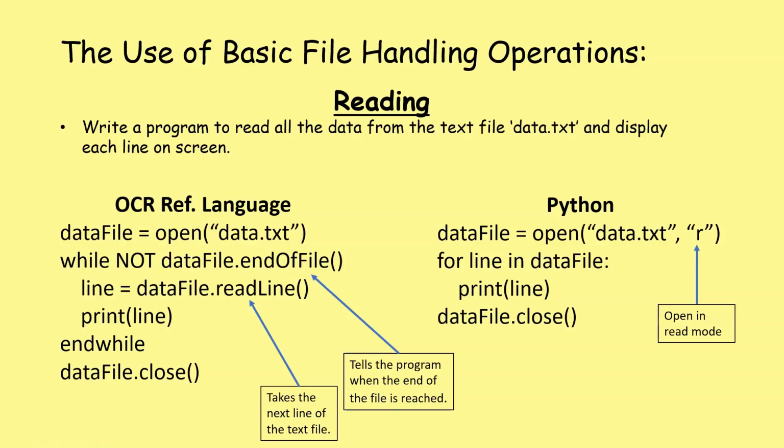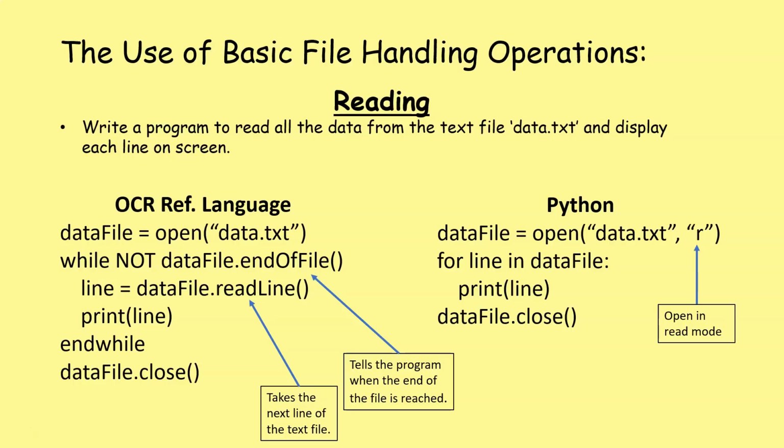Starting with reading from a text file. Imagine we had a problem like: write a program to read all the data from the text file data.txt and display each line on screen. How would we go about doing that? Well, in the OCR reference language, we would start by saying something like datafile = open("data.txt"), using the open command to open the text file that we've been given.